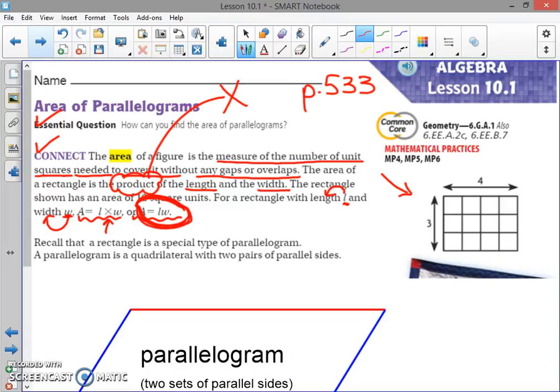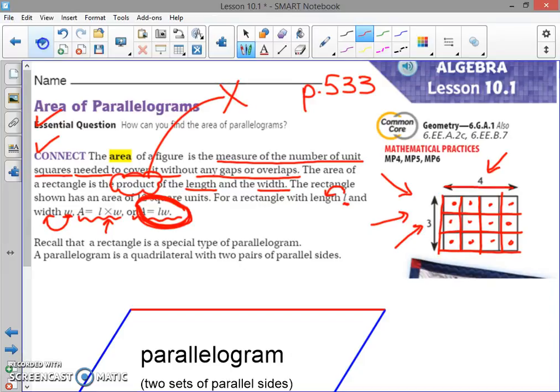If you look at this rectangle over here, typically we don't see these grid lines when we're doing our area. They usually just give us the dimensions. But it's good to look at it this way because it's showing you 1, 2, 3, 4, 5, 6, 7, 8, 9, 10, 11, 12. So the area of this rectangle is 12 square units. The reason we use square units is because it's a two-dimensional figure. It has a length and it has a width, but there's no depth to it. That would make it three-dimensional.